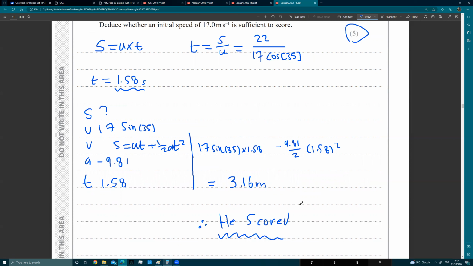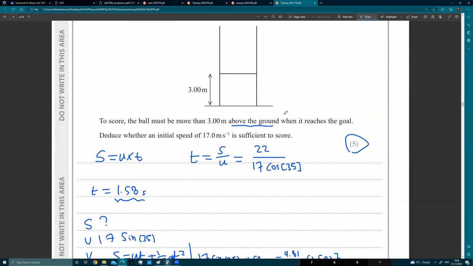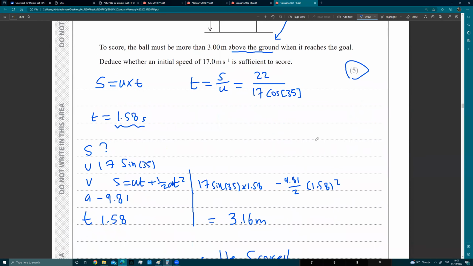Sir, what if someone just doesn't know how to play rugby? Like, sir, in this question, I don't know if I'm supposed to go upwards or downwards. Because it says, I quickly read the question as soon as I thought the same thing. It said to score, the ball must be 3 meters above. Yeah, otherwise it's dumb. It's very dumb. You're right.